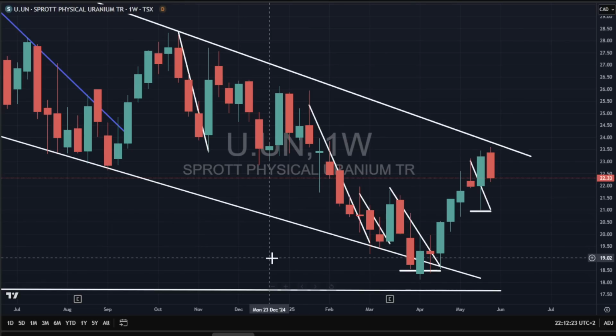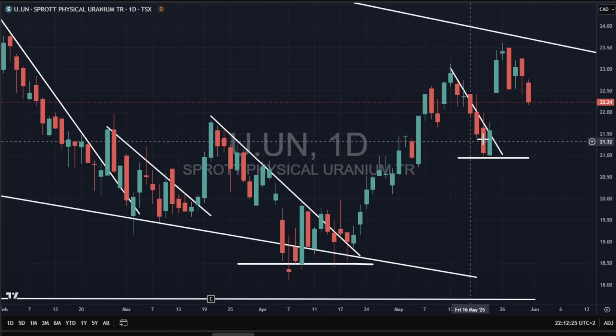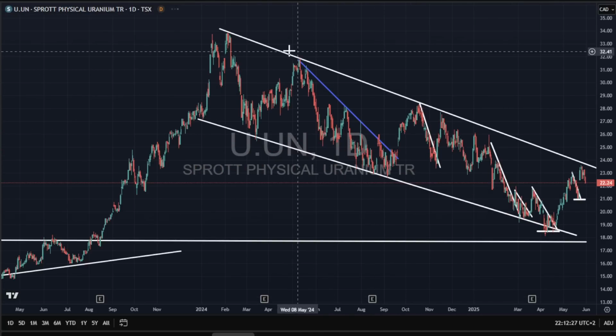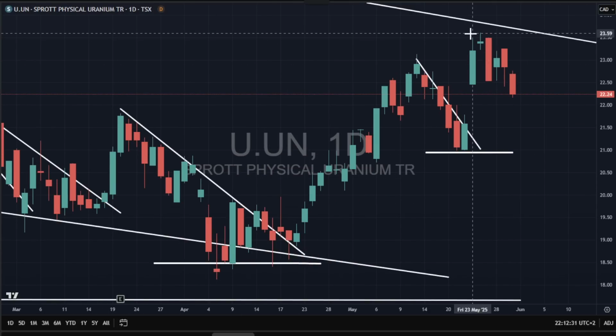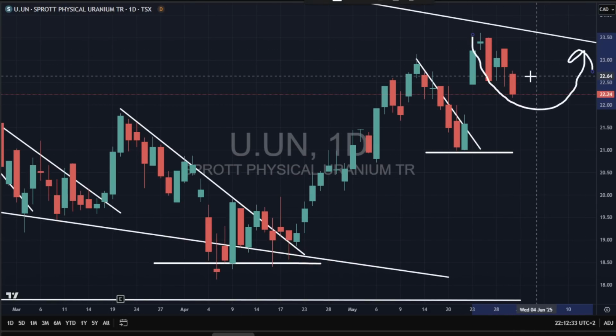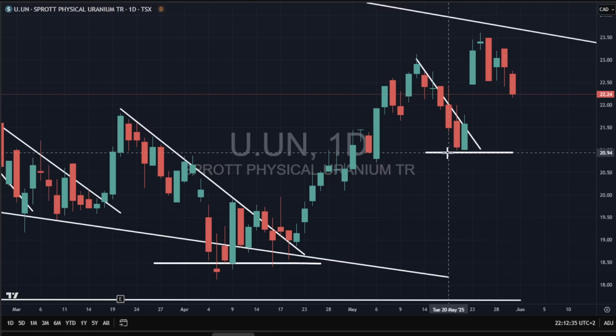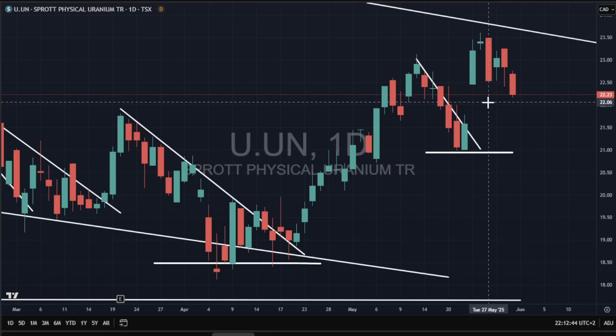Sprott Physical Uranium Trust is down 2.3%. We're underneath the resistance of this trend line here, and we haven't broken out yet. So we could be doing a loop and looping back around. We don't want to break below this guy down here at $21-ish. We want to stay above that if we're going to give it an A effort for a breakout.